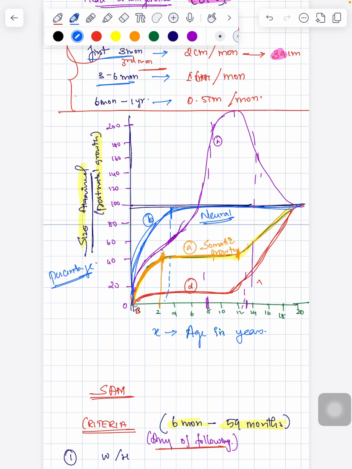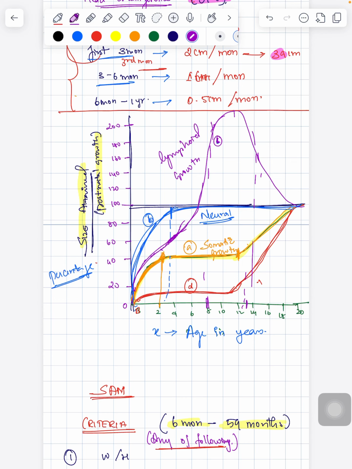Next, C. That is your violet color curve. This violet color curve indicates your lymphoid growth. The maximum or peak phase of your lymphoid growth will be between 8 to 14 years of age.